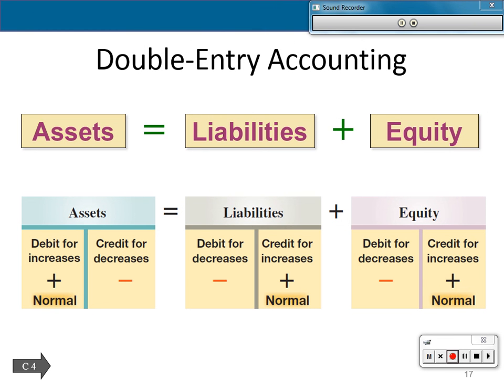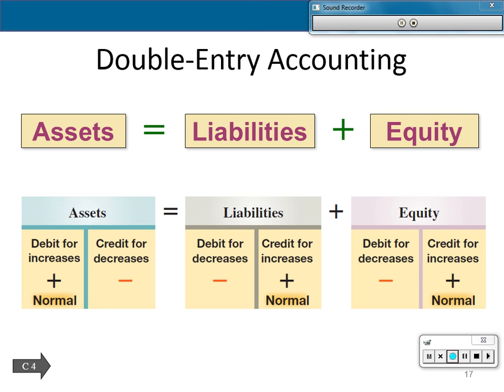Look at this. This is all that we just talked through. Assets increase on what side? Debit. Liabilities increase on what side? Equity increases on what side? Maybe. Because what equity account does not increase on the credit side?